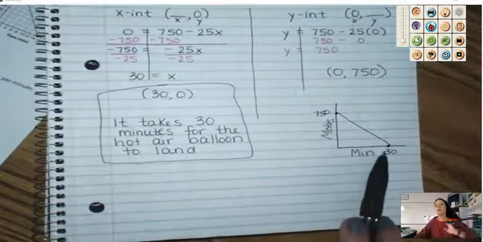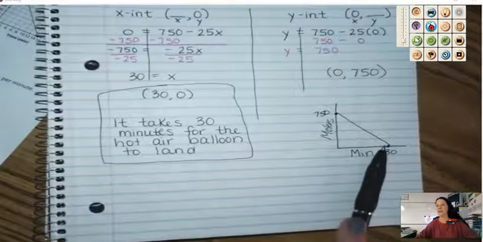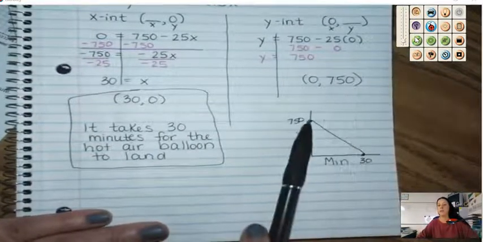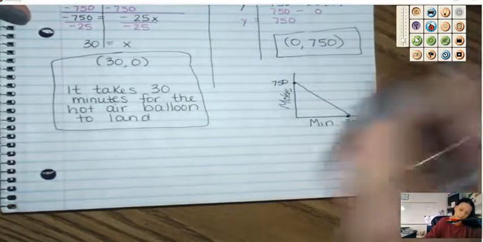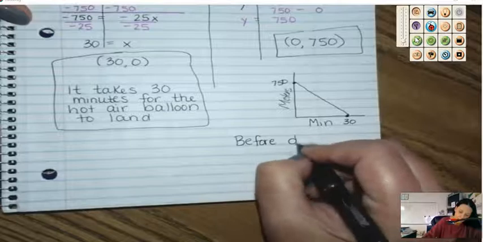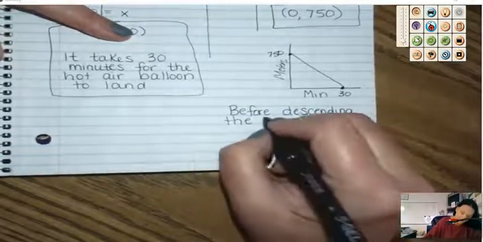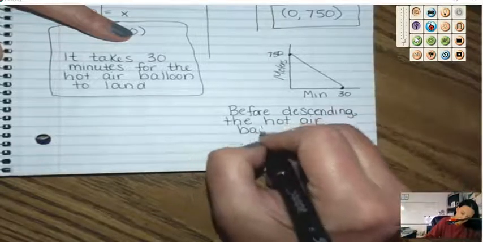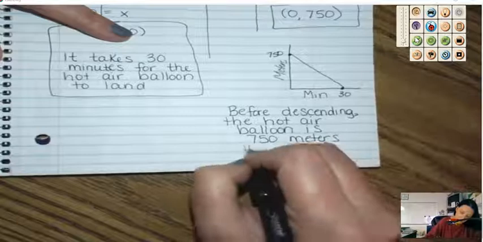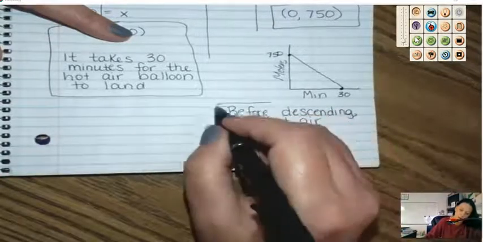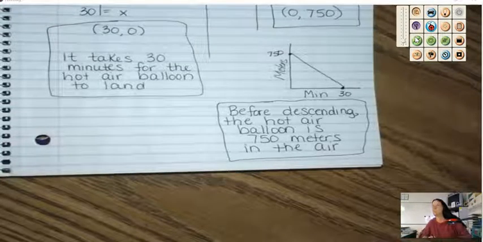So the x-intercept just means how long it's going to take to land. It's 750 meters in the air, and it keeps coming down 25 meters each minute. It's going to take 30 minutes to land, to be at 0 meters. And then the (0, 750) represents that at 0 minutes, it's 750 meters in the air. So I would write it as something like, before descending, before it starts coming down, the hot air balloon is 750 meters in the air. So while it's just up there, before it starts the descent, it's 750 meters in the air. So anytime it says interpret, I need a sentence.